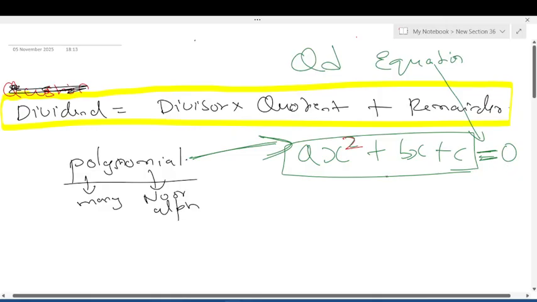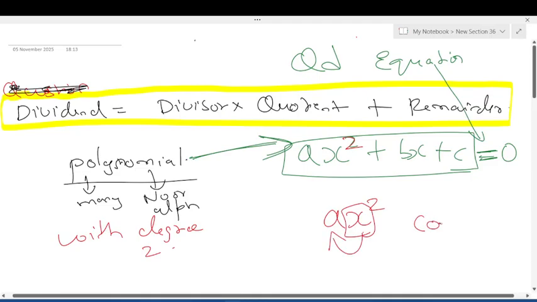So the entire thing is a quadratic equation. In a quadratic equation, this left hand side is a polynomial with degree 2. Now let me take ax square. In ax square, whatever comes along with x, we call it the coefficient.